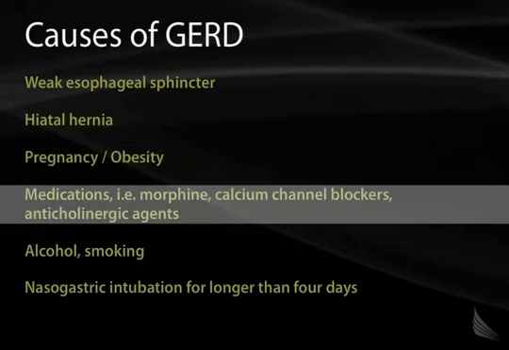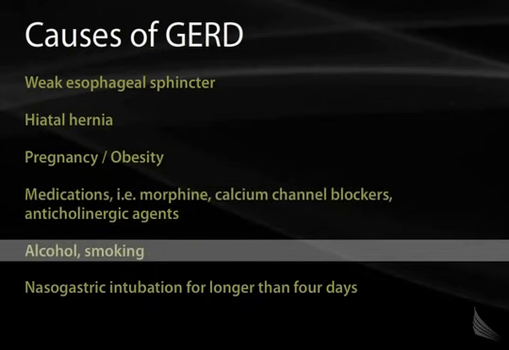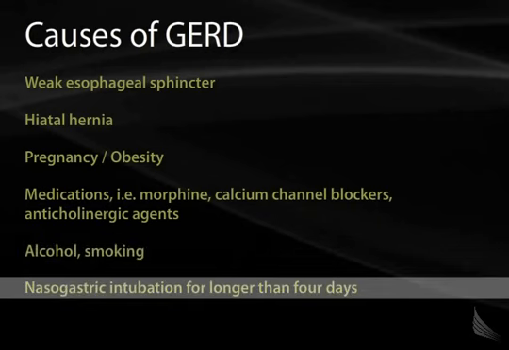There are also other medications such as morphine, calcium channel blockers, and anticholinergic agents, which contribute to esophageal reflux by loosening the lower esophageal sphincter. Alcohol and smoking are important contributors to GERD because they again can relax the lower esophageal sphincter and can increase gastric acid secretion. Nasogastric intubation for longer than 4 days is often a cause of GERD as well, because they keep the lower esophageal sphincter patent as the NG tube goes through the nose into the stomach and has to traverse the lower esophageal sphincter.